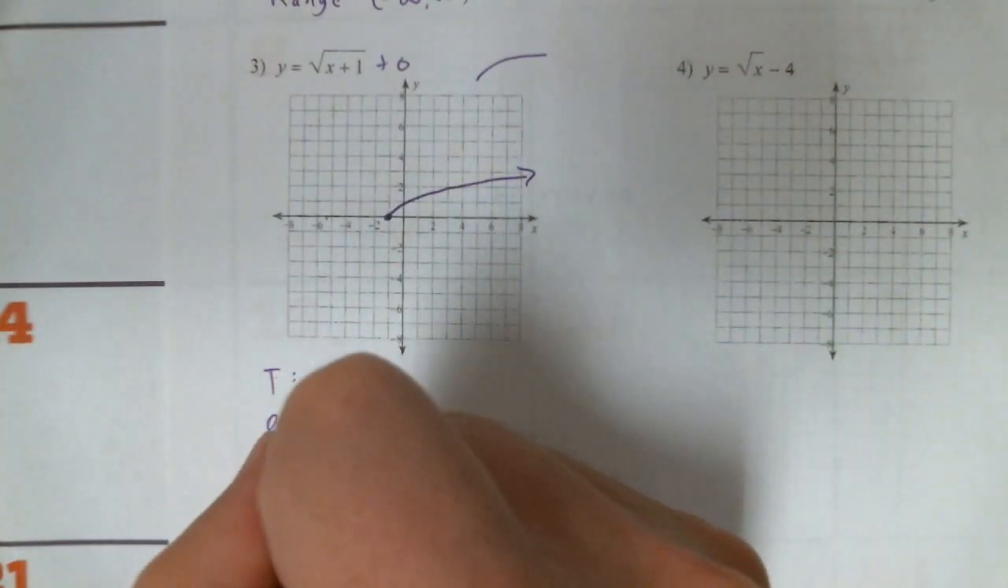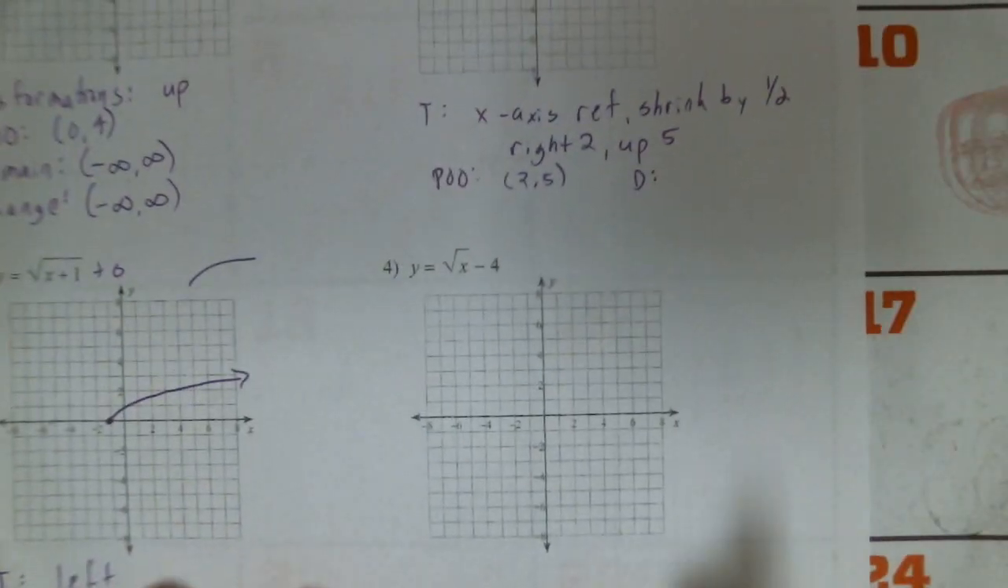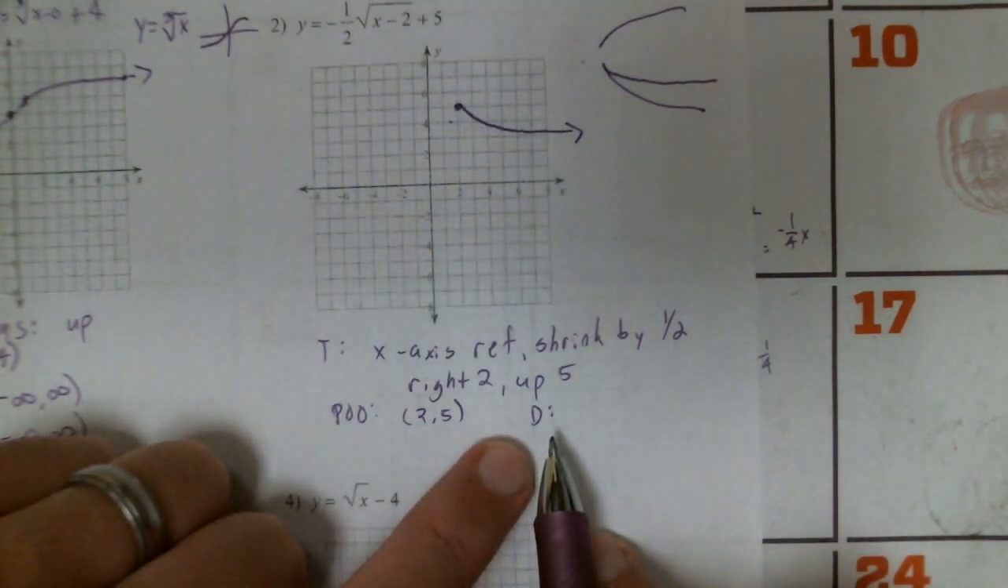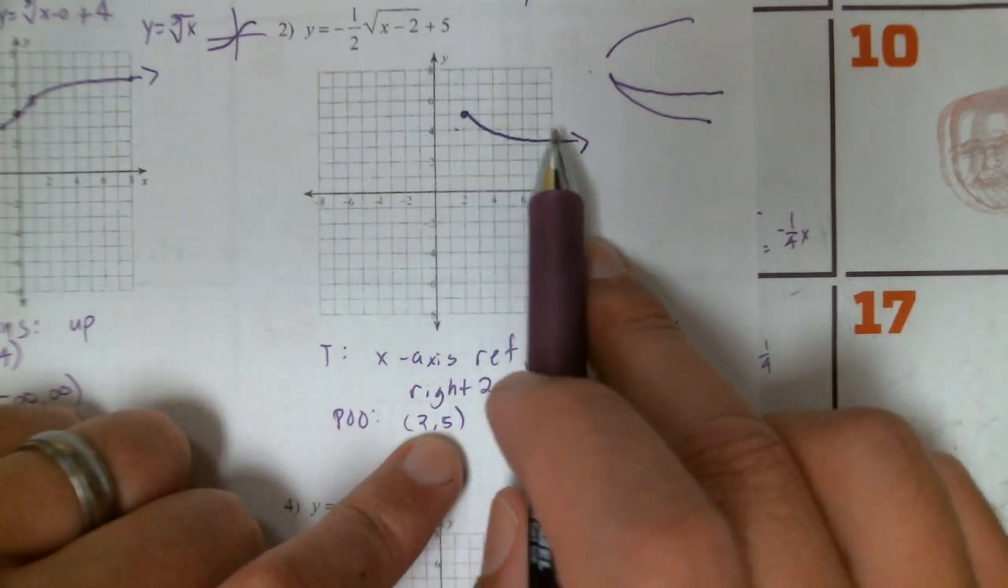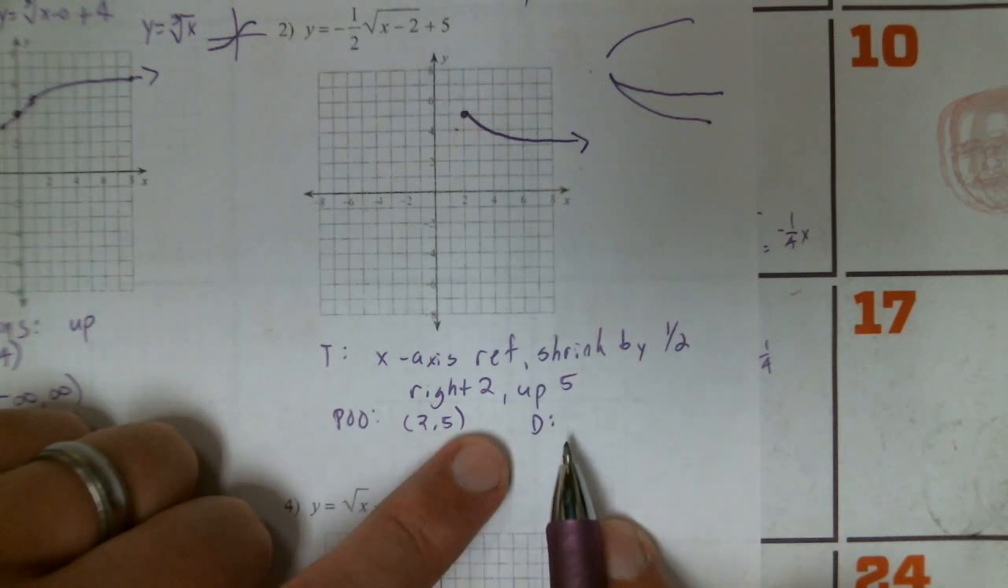Okay, now domain and range. Now domain are all my x values. When you have square roots, oh, I'm sorry, I forgot to do this back up here. Let's go back up to this one, number 2. I forgot to do domain and range. Now when you have a square root, you will have certain domain and ranges that the values won't go past. So the domain are all of my x values.